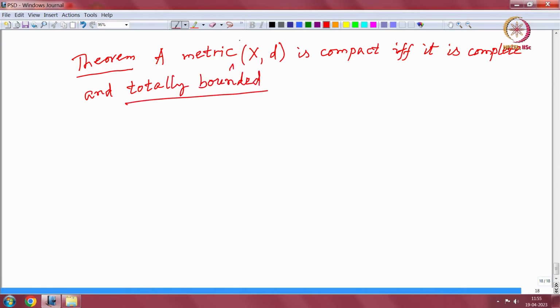Okay. So, a metric space. Okay. So, what is this total boundedness? Let me just define that.